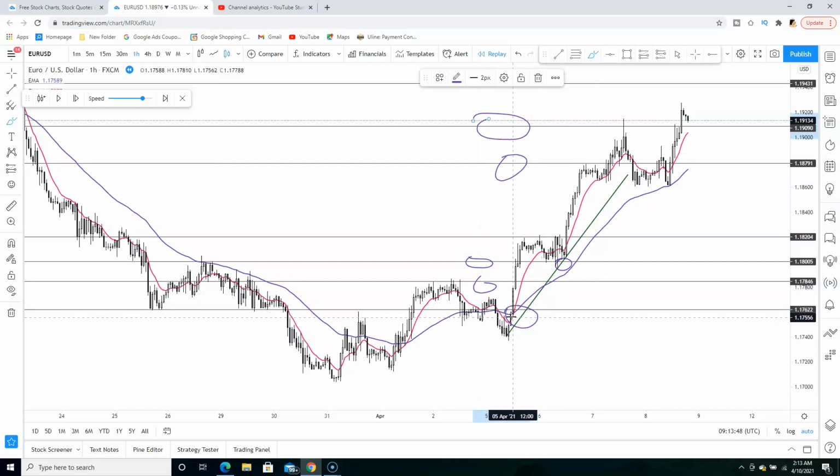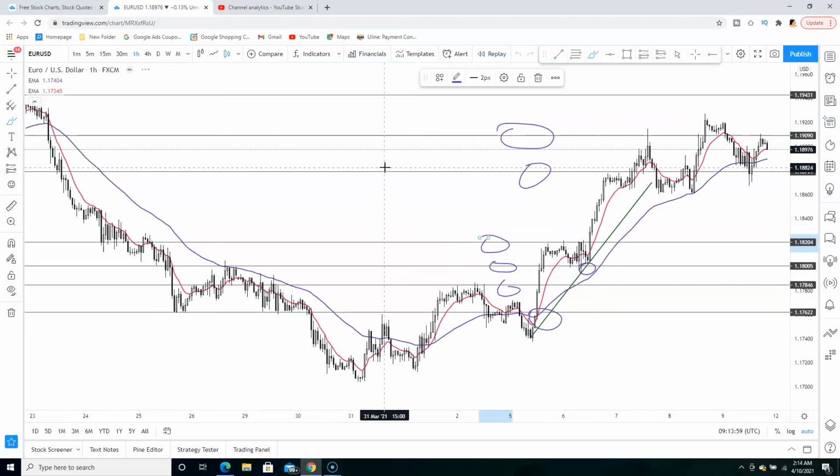Now if you had missed this right over here, you had another entry right over here, and you have your TP1 over here, your TP2 right over here. It's really that simple, guys. That's how you use it for a buy.